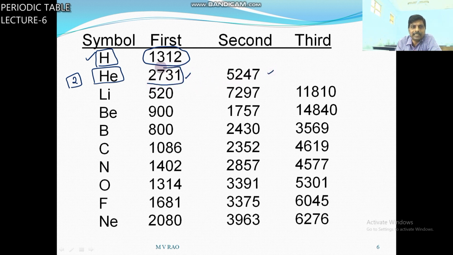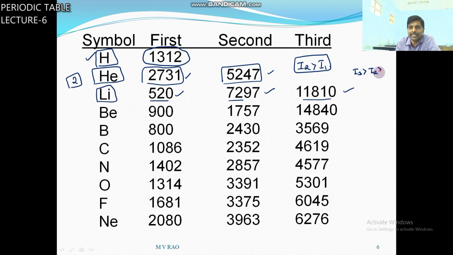IP1 value is 2731, whereas IP2 value is 5247. You can see here I2 is greater than I1. Second IP is greater than first IP. In case of lithium, 3 are possible. You can compare these values: 520, 7297, 11815. So I3 is greater than I2, which is greater than I1. It is true in all the elements.